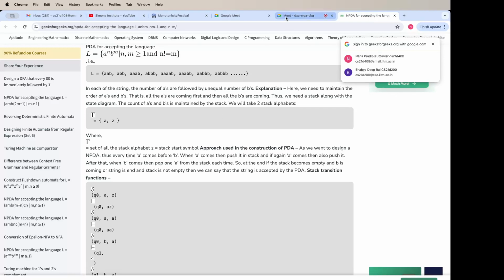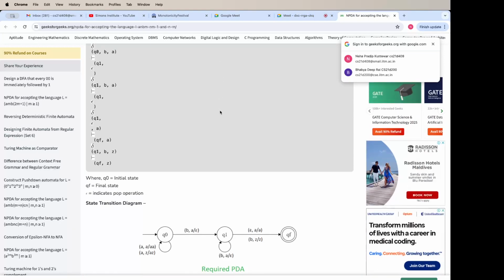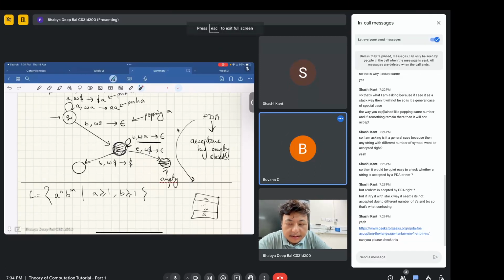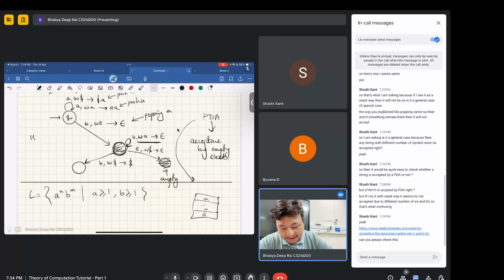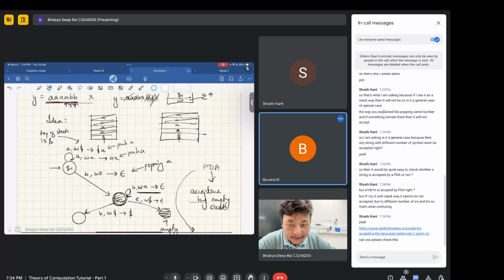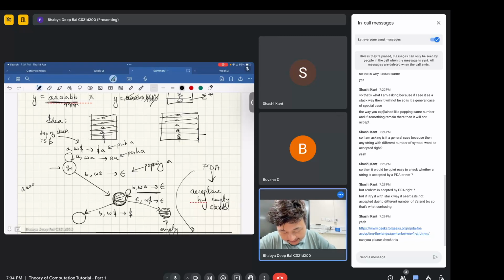Hello, sir, I have a doubt. We have four push operations, so to pop them we need four pop operations, then we can say it is accepted, right? If we have four push operations and five pop operations, what do we call this, sir? Can you repeat that? Like four A's, five B's, sir. Okay, 4 A's, 5 B's. Yes.